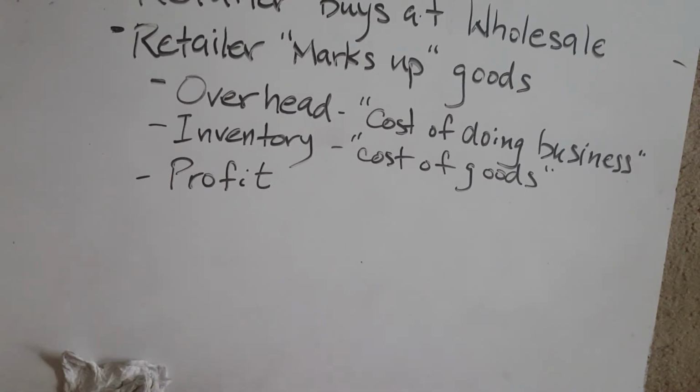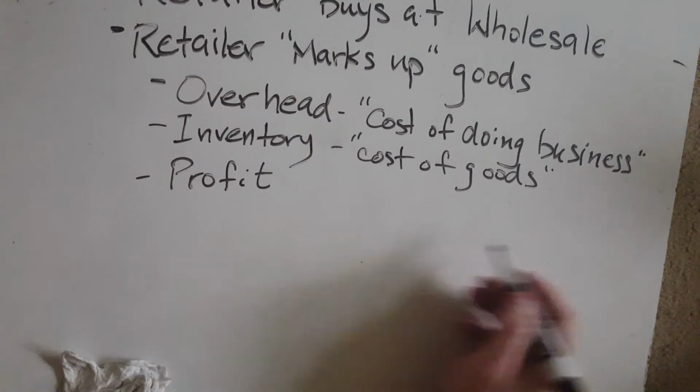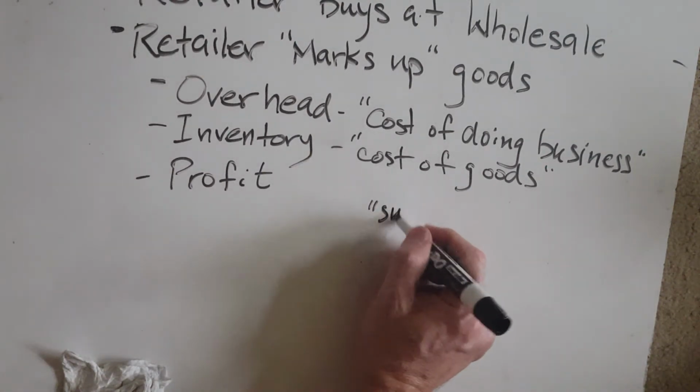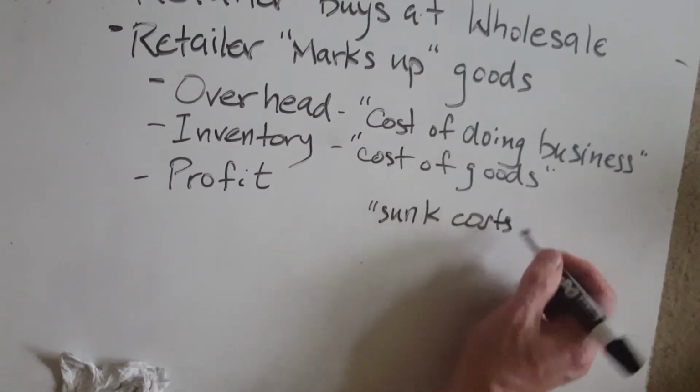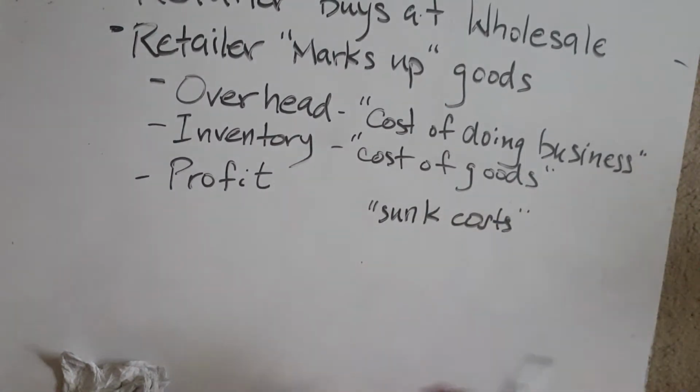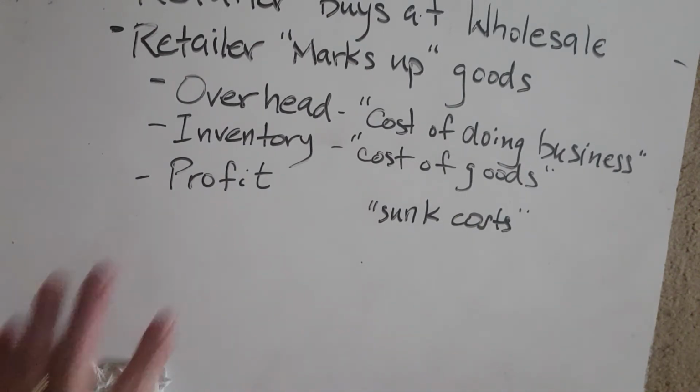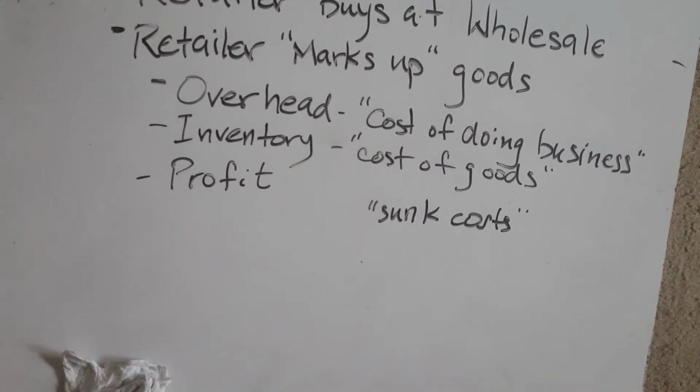He's in the hole starting out because he's got sunk costs, which means costs that he's going to have to pay. This is basically overhead. He's got sunk costs that he's going to have to pay no matter whether he sells anything or not. So he's got to factor his profit margin into his markup.